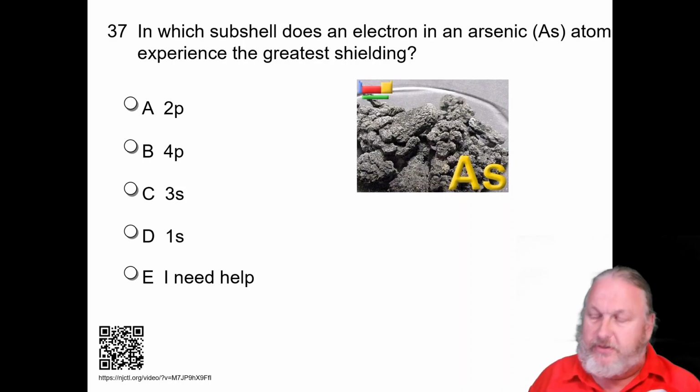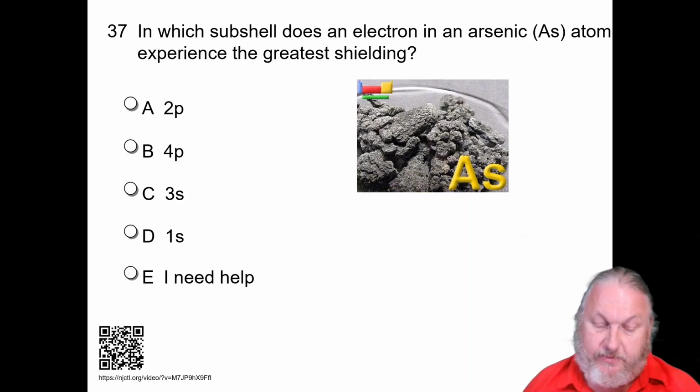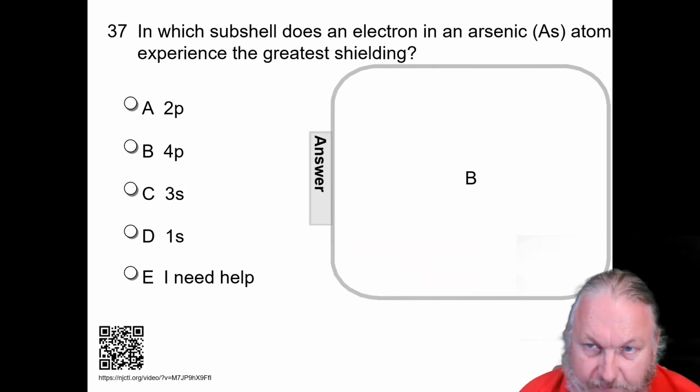In which subshell does an electron in an arsenic atom experience the greatest shielding? The greatest shielding. Arsenic is in the 4th energy level, so those are going to be either the 4s2 or the 4p level. All right, 4p, because those are the valence electrons.